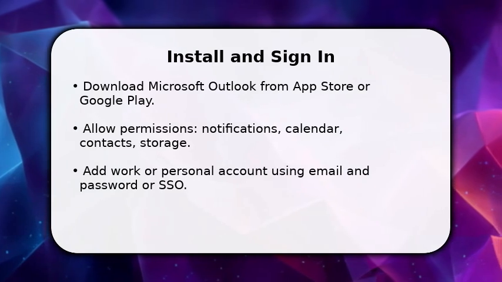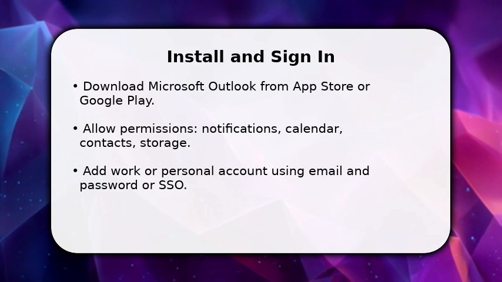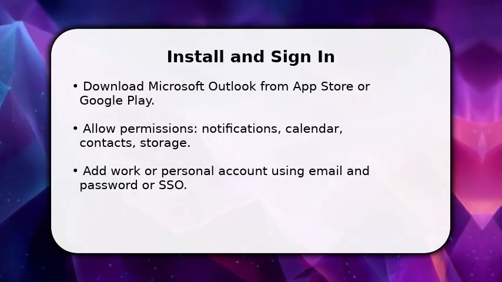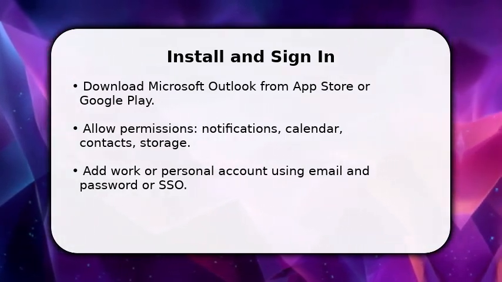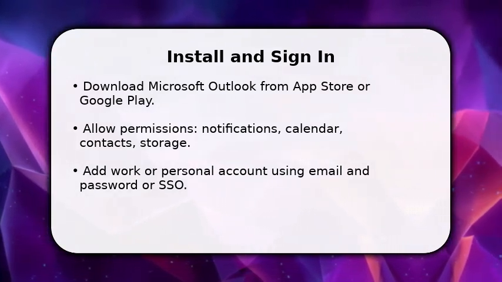Start by installing Outlook and granting the app permissions so it can sync mail, calendar, and attachments. You'll sign in with your email. If your organization uses single sign-on, follow the prompts to authenticate. Once done, Outlook will begin an initial sync.